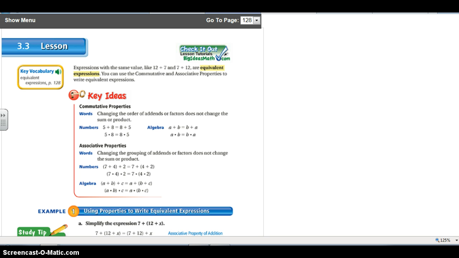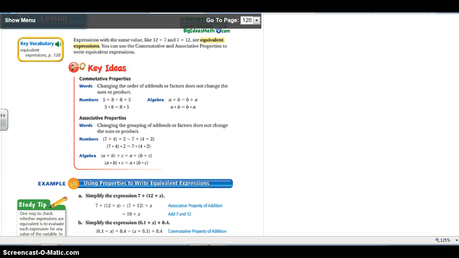Now the associative property, that is, changing the grouping of addends or factors does not change the sum or product. So let's take a look at the numbers. You have 7 plus 4 plus 2. That's the same as saying 7 plus, in parentheses, 4 plus 2. You can move the parentheses around when the problems are addition and multiplication. You cannot do it if you add in subtraction or division. And then there's the algebraic representation of it.